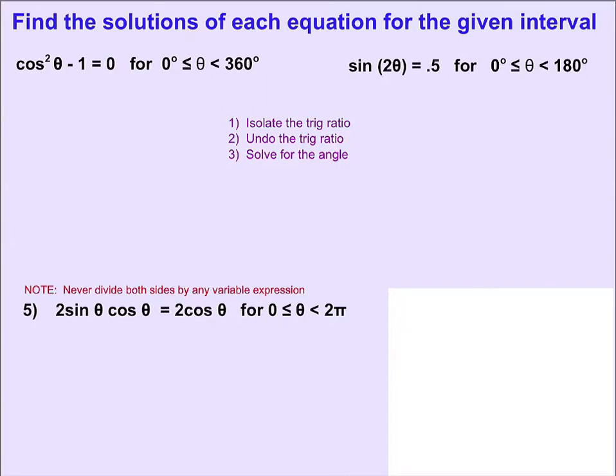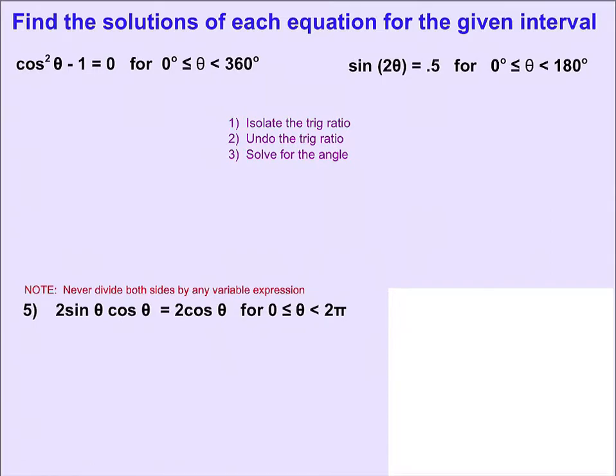Anytime we want to solve a new type of equation, we first get it by itself. Then we figure out how to undo the operation. We use an inverse. And then we finish solving whatever was left inside. So that's kind of the process here: isolate, and then undo, and then finish solving. So let's see how that looks for these examples.